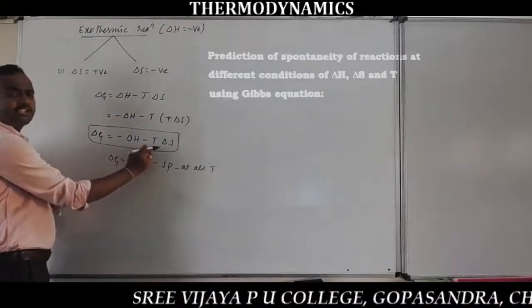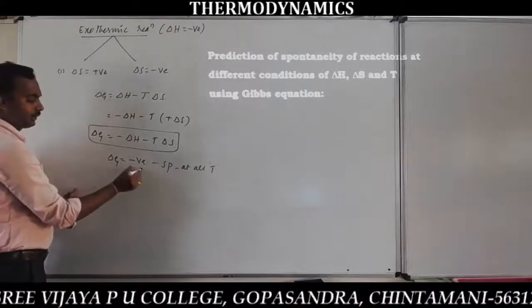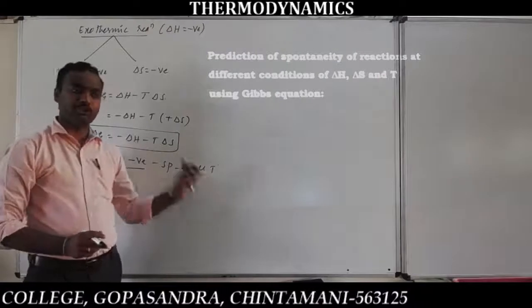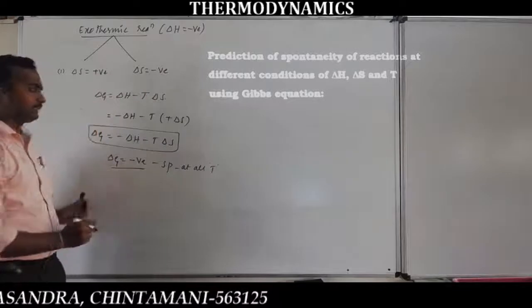Because whatever temperature you substitute, the resulting delta G value will be negative. So therefore delta G is negative and it becomes spontaneous at all temperatures under the condition of delta H negative and delta S positive.